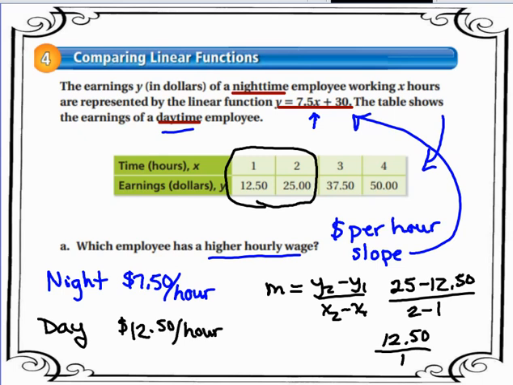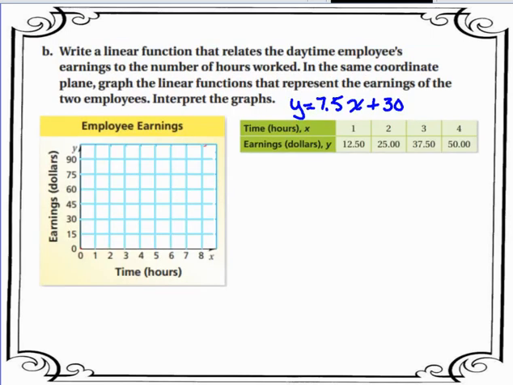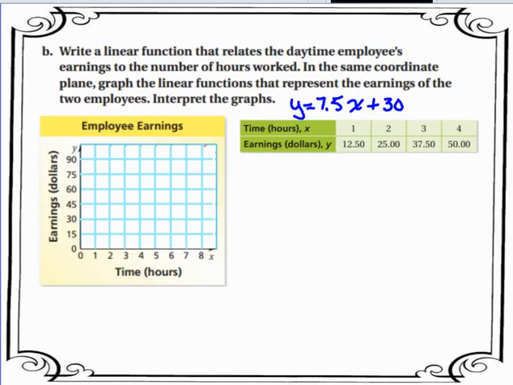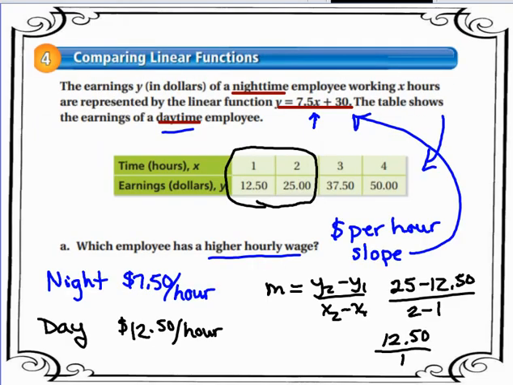Wow, the daytime workers make a lot more money. Usually that's the other way around. Okay, so let's look at the next one and see how we can compare this. Oh, wait. Yep, we did our two things. Write the linear function that relates the daytime employees' earnings to the number of hours worked. In the same coordinate plane, graph the linear function that represents the earnings of the two employees and then interpret the graphs. So first of all, we got to finish our daytime employee equation.